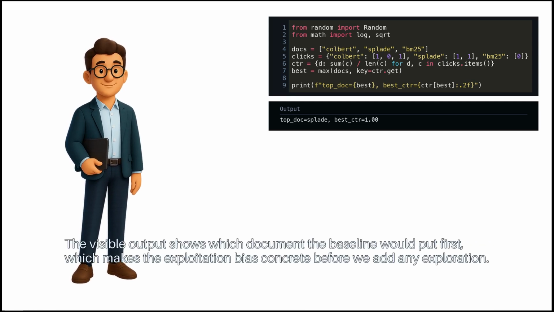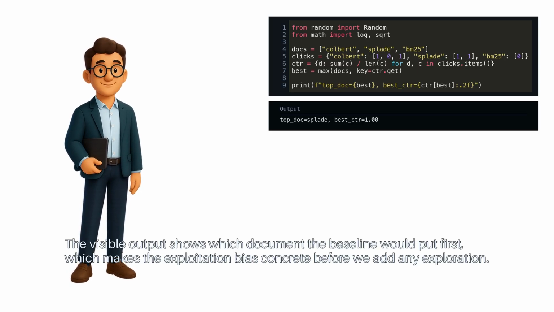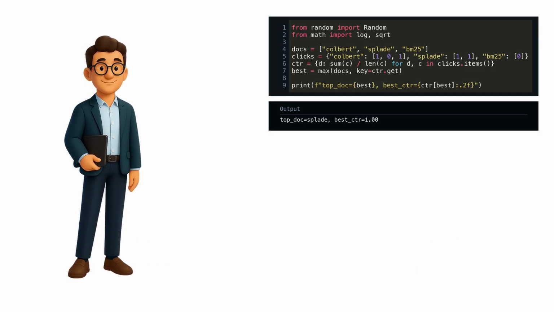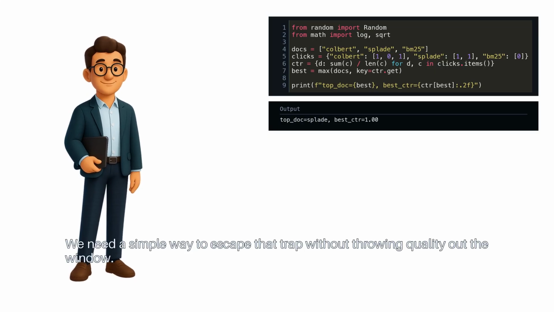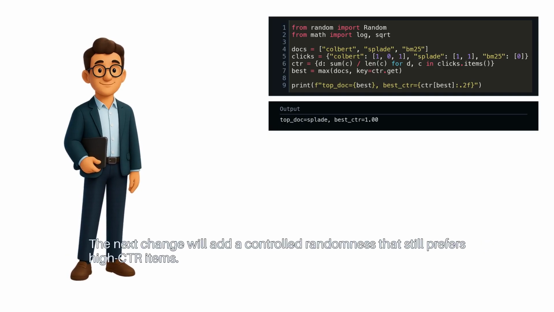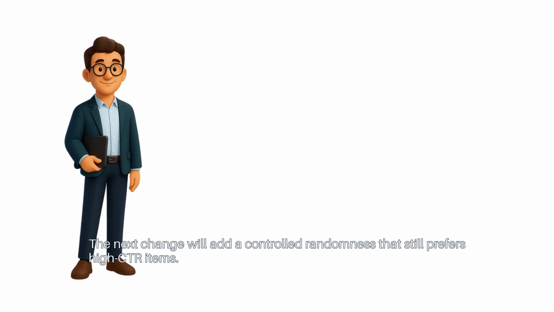The visible output shows which document the baseline would put first, which makes the exploitation bias concrete before we add any exploration. We need a simple way to escape that trap without throwing quality out the window. The next change will add a controlled randomness that still prefers high CTR items.